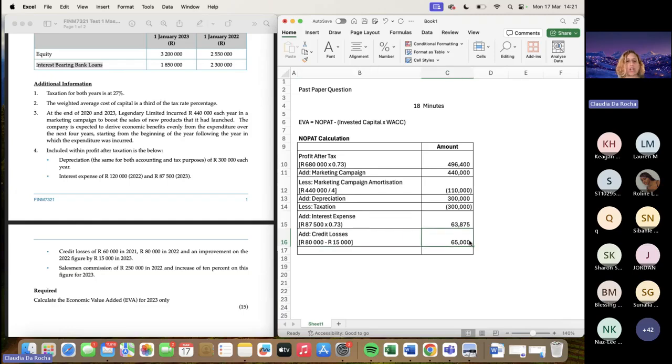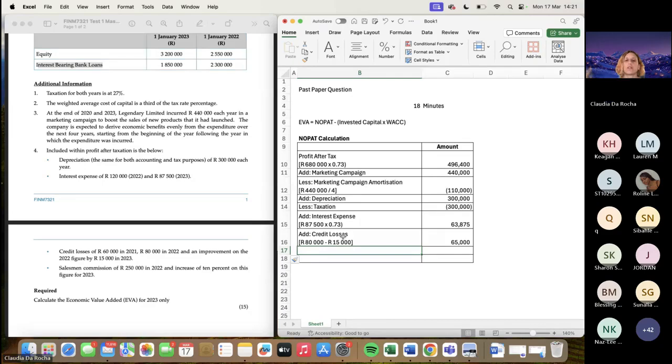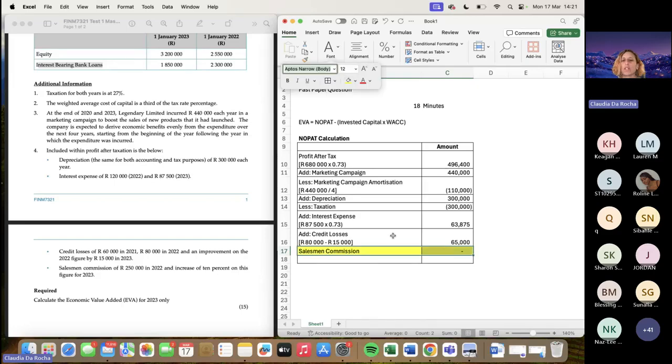So we're going to add back our credit losses. Cool. Now the salesman commission, I mean, technically we don't really need to include it, but I am just going to, okay, salesman commission has no impact. I'm just putting it there so that you can see. I mean, you wouldn't really include it, but your salesman commission has no impact because it's a cash item. I'm just putting it in there so you can see what the impact would be so you understand. Okay. Now that we have all those values in, we can now sum it. Now we have our NOPAT.